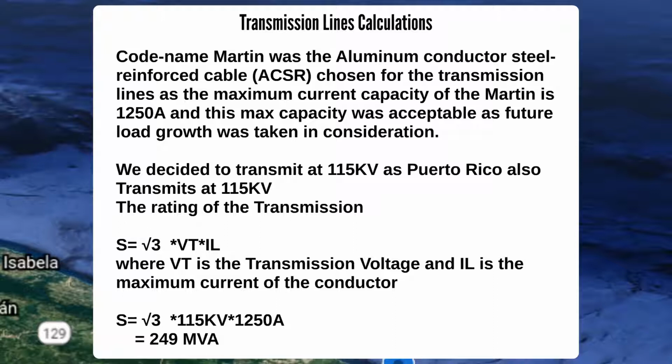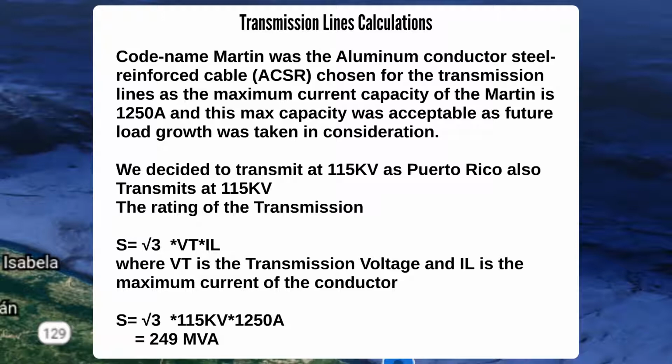The first step of the calculations we have done is to find out the apparent power rating for the transmission line. So we use the apparent power formula of square root of 3 times VT times IL. The VT we used was the transmission voltage, which is 115 kilovolts, and IL would be the maximum current of the transmission line that we use, and that would be 1250. When the calculation was finished, that resulted in us having a rating of 249 MVA.